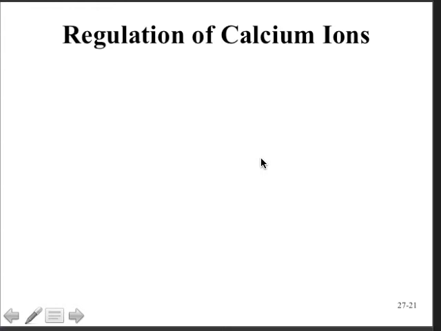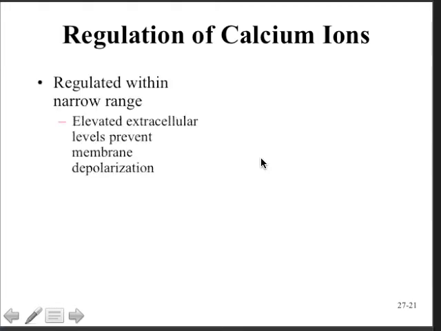Okay, welcome back. This is the second installment of the chapter concerning acid-base, electrolyte, and fluid balance, and we're addressing here the regulation of calcium ions inside and outside the cell and throughout the body compartments. It's regulated within a narrow range. Remember, calcium isn't just important for maintaining strong bones, it's also a critical player in nerve transmission and also in the establishment of muscle contraction.